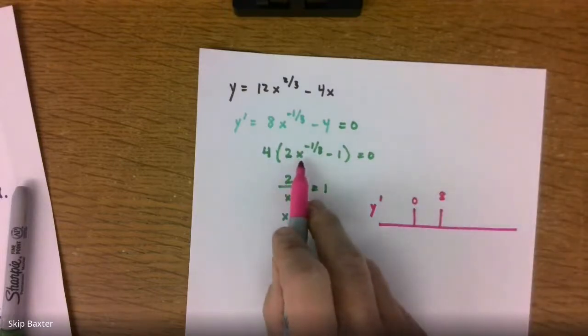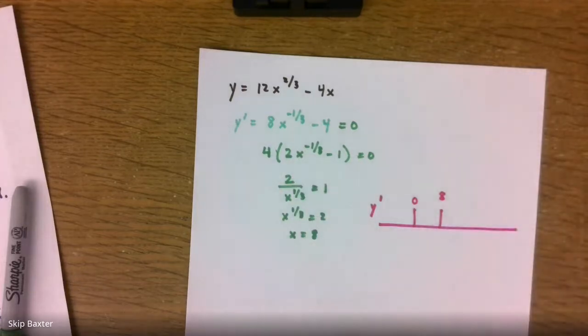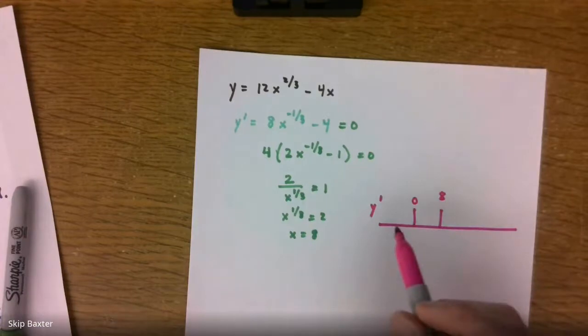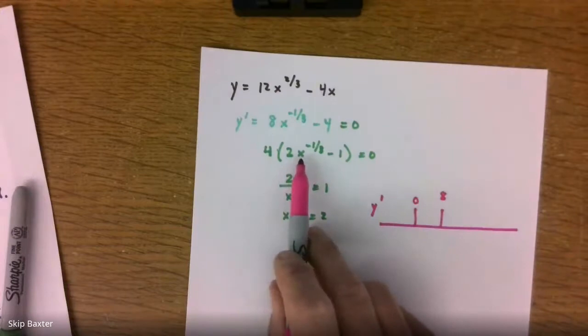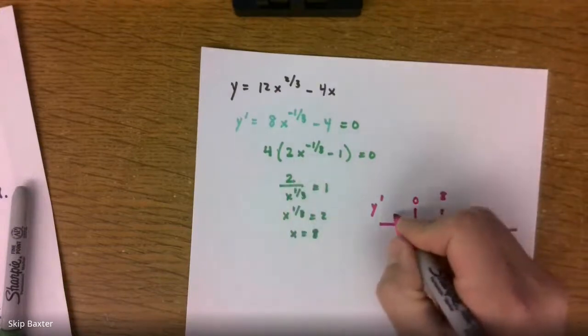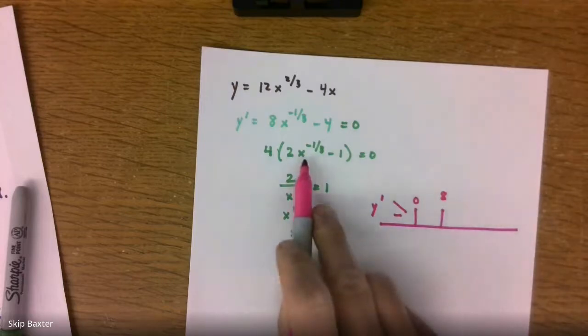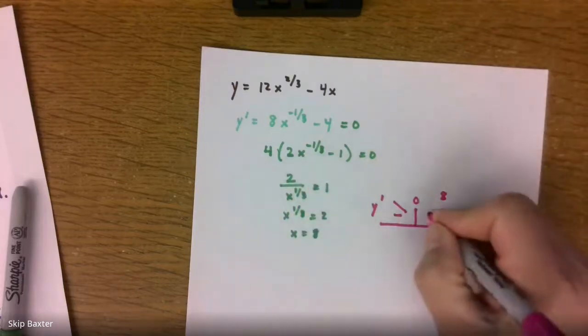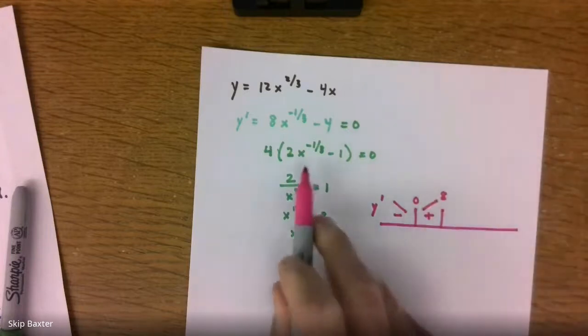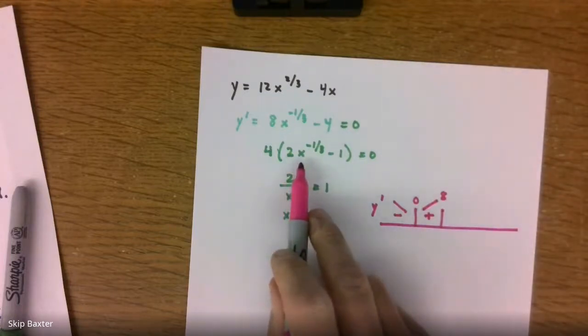Because this is a fraction. This is 2 over x to the 1/3. So I have 0 and 8. Okay? And then just determine whether they're positive or negative. Like if I plug in negative 1, for example, this is going to be a negative. If I plug in positive 1, this is going to be 2 minus 1, which is positive. And if I plug in a million, it's going to end up being definitely positive.